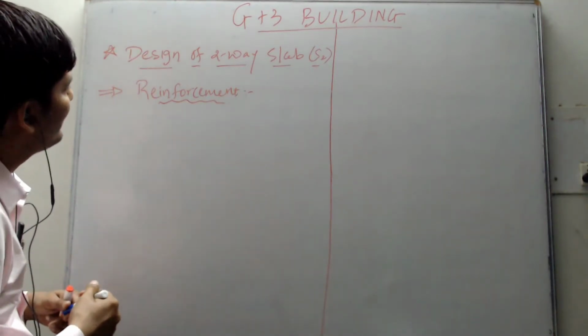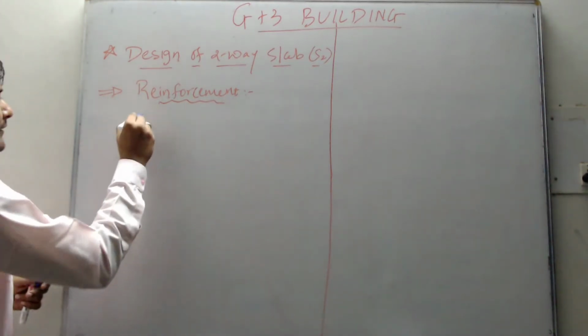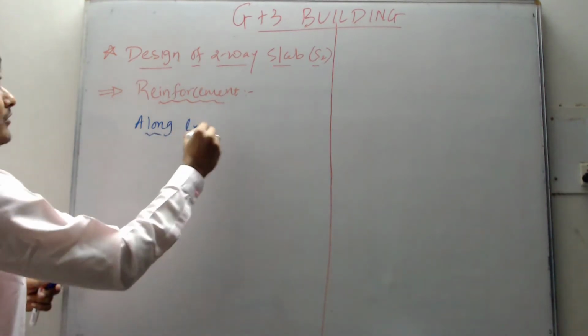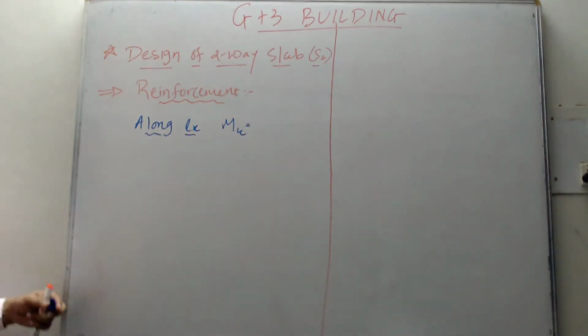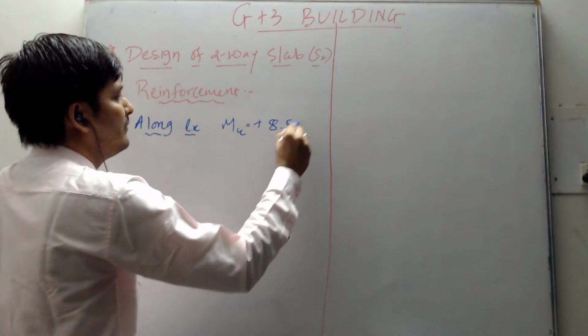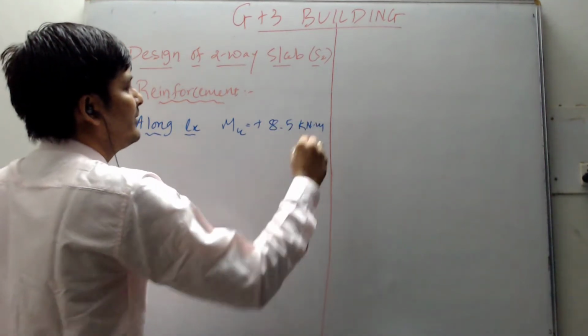So let us start along the Lx direction. That is, first we find out along the shorter direction. We have the value of Mu, as we have two values. First is positive and second is negative. So first we are going to find out the moments at the span by using the positive values. If you refer to my previous video, you can find this value as 8.5 kilonewton meter. So positive 8.5 kilonewton meter. This is the Mu value that we got.